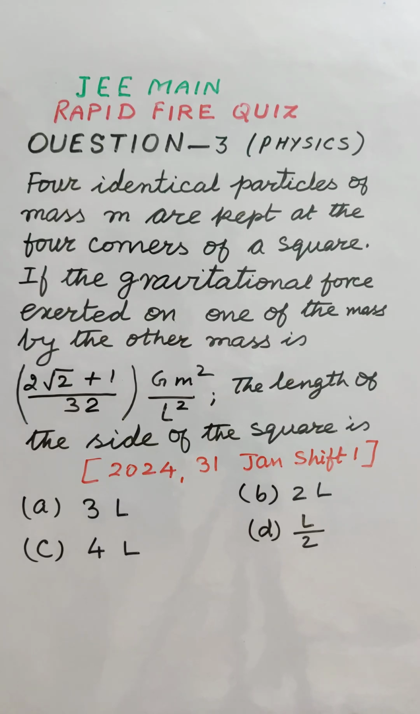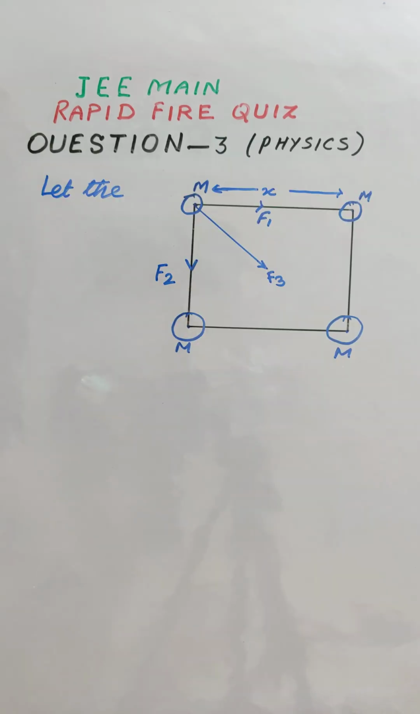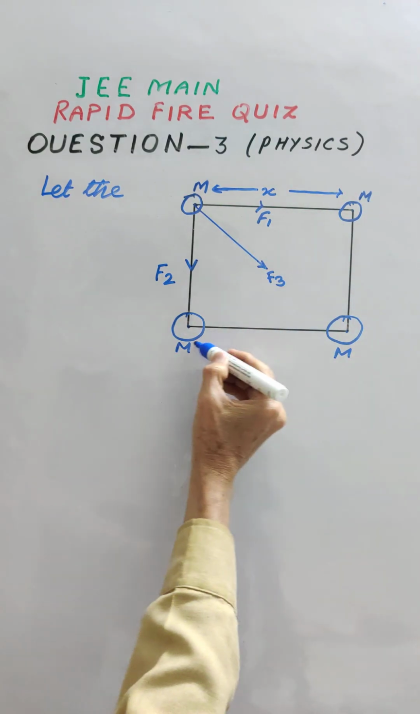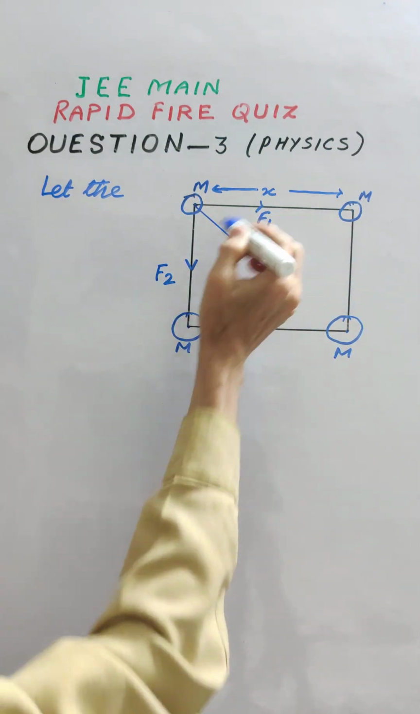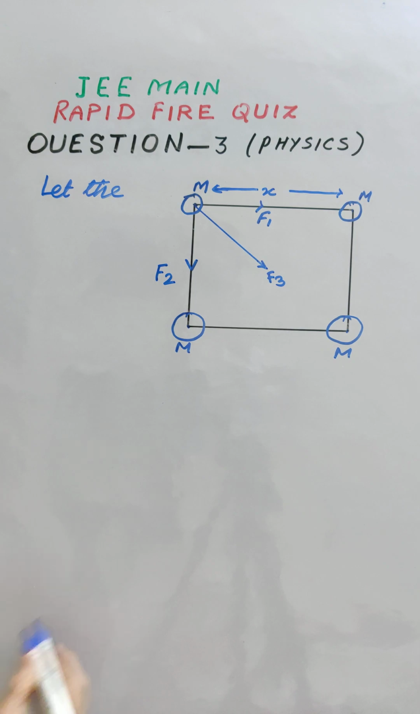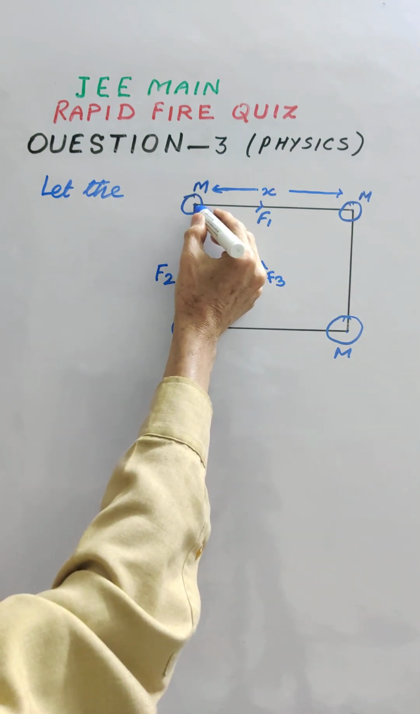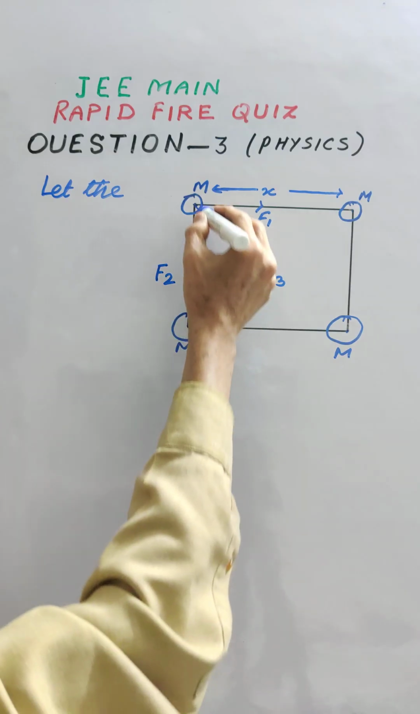Your time starts. Your time is over. 1, 2, 3, 4. I am answering to the toppers. That is 4L, the length of the side of the square will be 4L. I will tell you how it is. This is the diagram. These are the four masses at the four corners of a square with side x. This is force 1 in this direction, force 2 is in this direction, and force 3 is here.